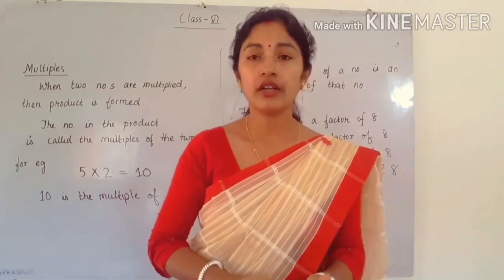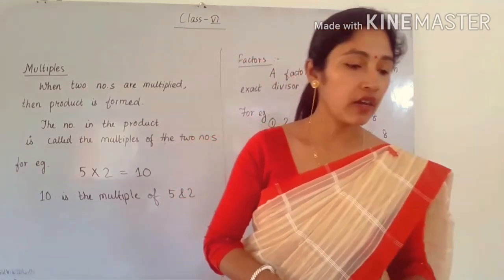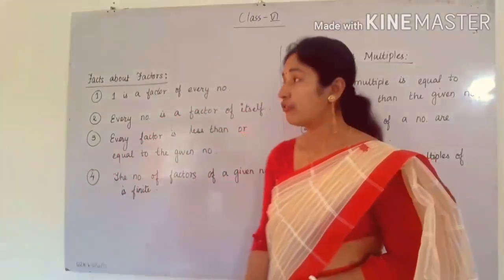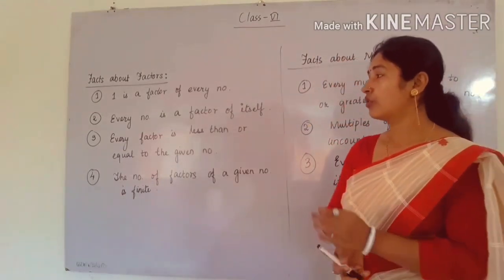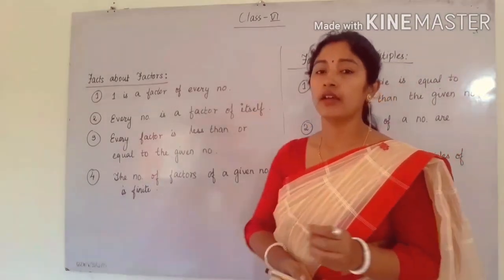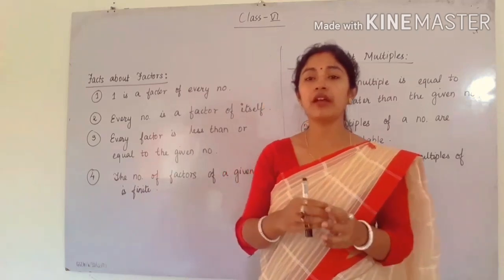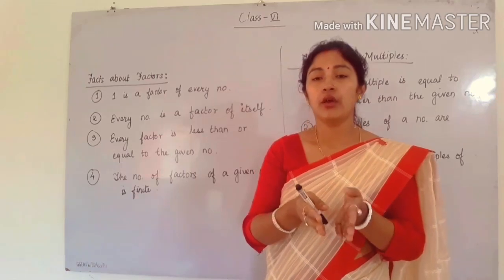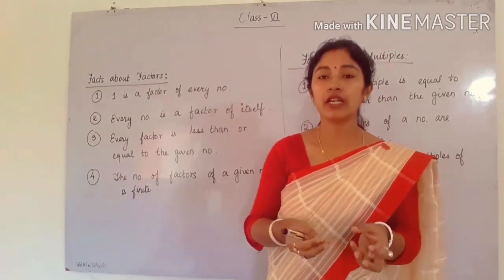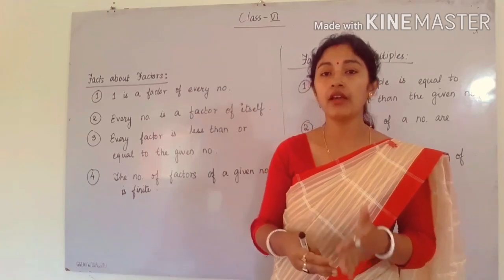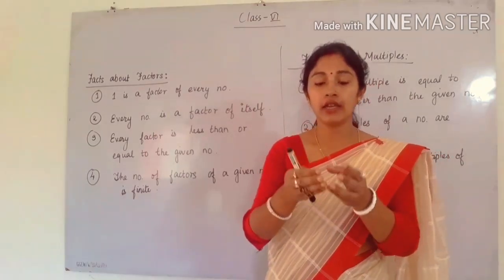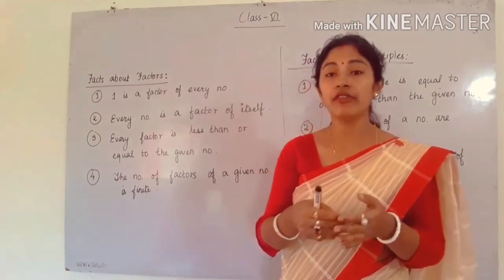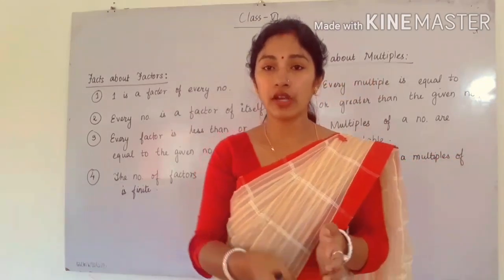So like that we can find the factors by different methods. We have already studied different methods, but first of all, we will learn some facts about factors and multiples. Facts about factors: we already know that factors are formed whenever we break a number into parts. But here we are not breaking in terms of addition, we are breaking in terms of factors. That means we are doing factorization.